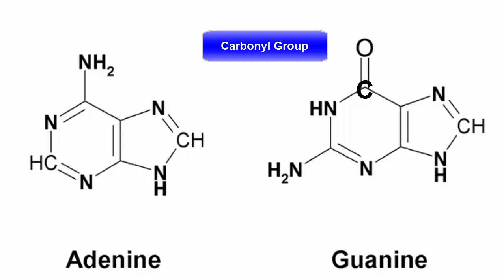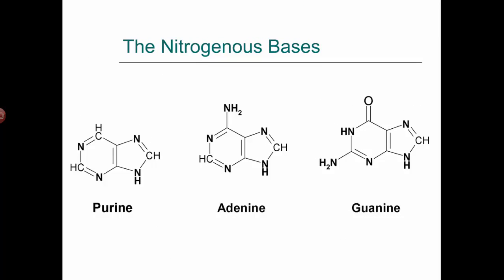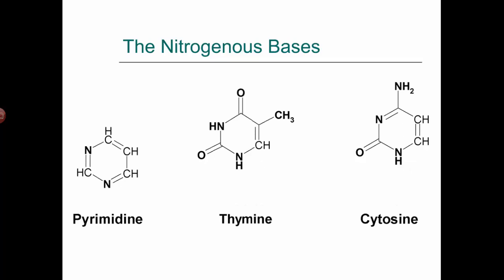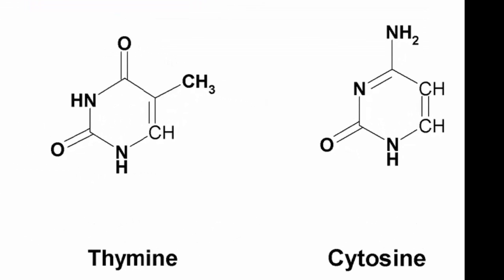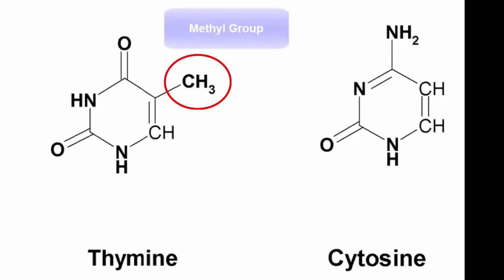So it's these additional groups that have been stuck on the purine molecule that make these two bases what they are, adenine and guanine. Similarly, the other two, thymine and cytosine, belong to a family called the pyrimidines because they're based on the parent molecule, pyrimidine. There are a couple of functional groups that you probably recognize, and maybe there's one that you don't recognize yet. In thymine, we have two carbonyl groups. Remember, that's a carbon double bonded to an oxygen. In thymine, we also have a CH3 attached. That's called a methyl group.